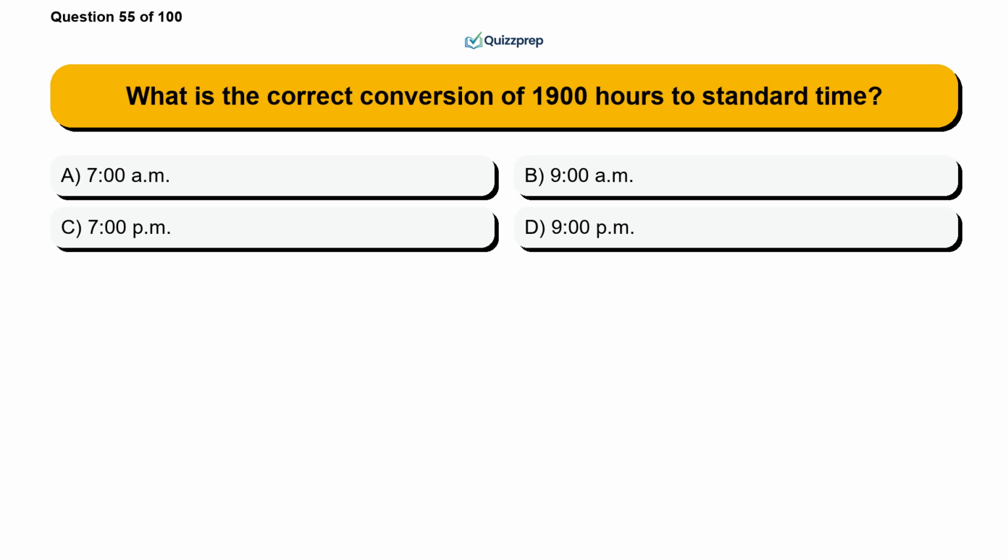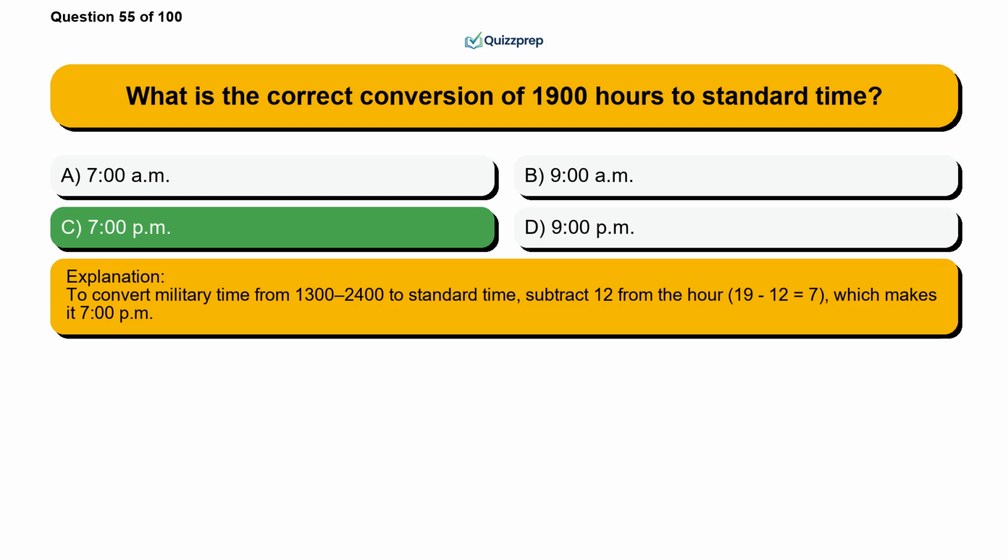Question 55. What is the correct conversion of 1900 hours to standard time? Option A. 7 a.m. Option B. 9 a.m. Option C. 7 p.m. Option D. 9 p.m. The correct answer is option C. 7 p.m. To convert military time from 1300 to 2400 to standard time, subtract 12 from the hour. 19 minus 12 equals 7, which makes it 7 p.m.